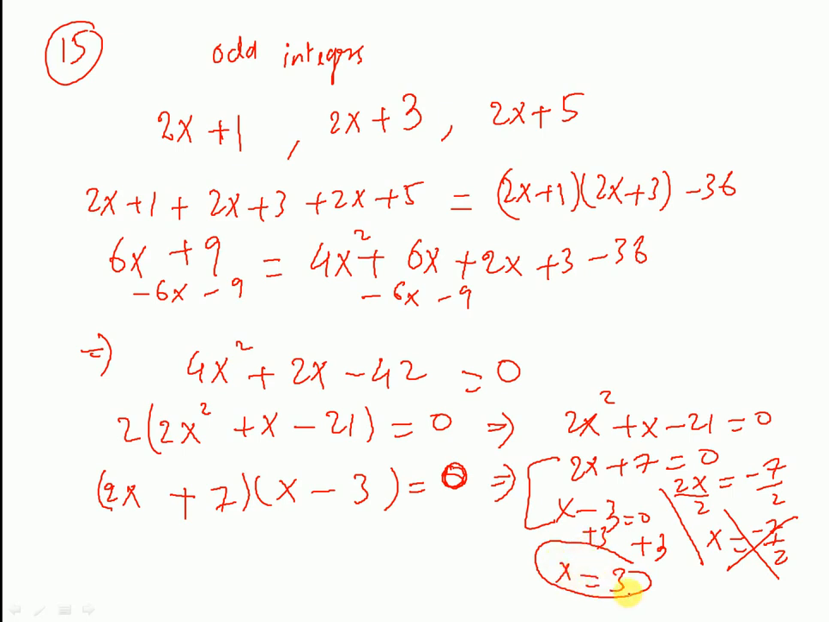So when x is 3, the first term, 3 times 2, 6 plus 1 is 7, and then we add 2 more to that, so 9 here and then 11 here. And this one should be option D. Yes, that's D. That's 15. Okay, let's do the next problem, 16.